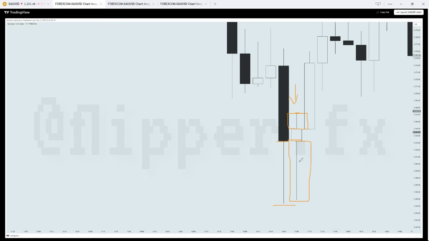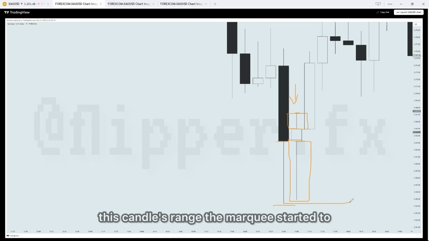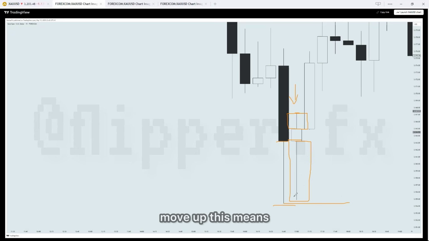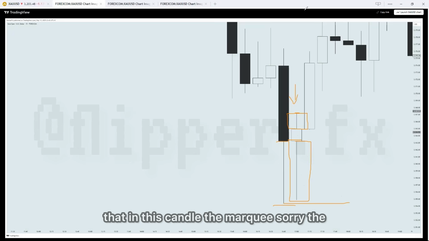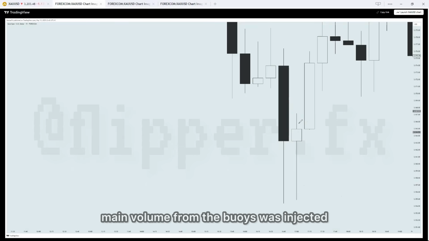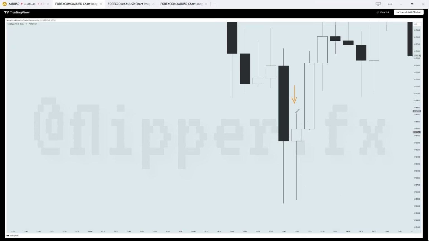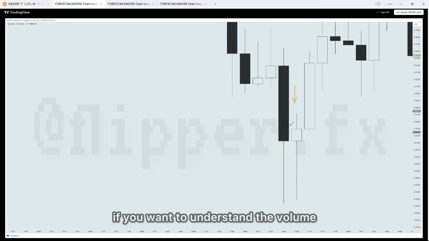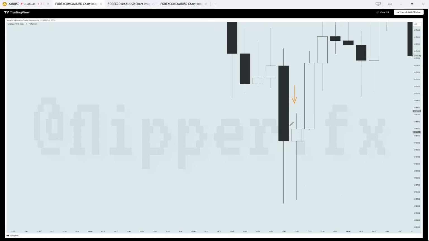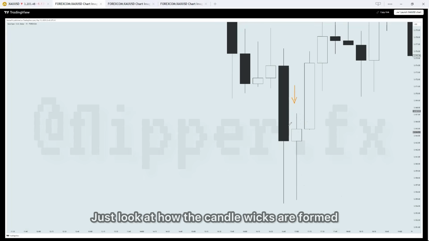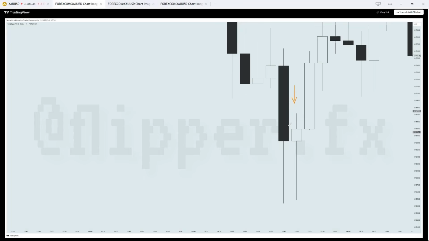Within this candle's range, the market started to move up. This means that in this candle, the main volume from the buys was injected. As I mentioned earlier, if you want to understand the volume and how it behaves, and whether an area is strong or not, just look at how the candle wicks are formed.